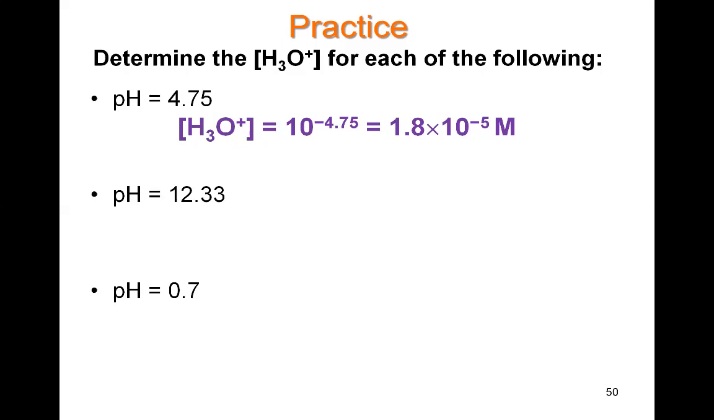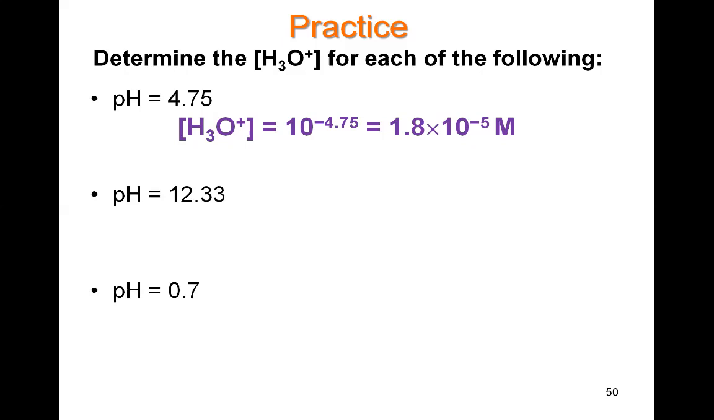So 1.77, you keep the 1 and the 7. What comes after the 7 is another 7, so you need to round up. So the 7 becomes an 8, and it's 1.8, 2 sig figs, times 10 to the negative 5 molar. Don't forget the capital M, which is the unit for molarity. Is this acidic or basic? pH 4.75 is acidic.